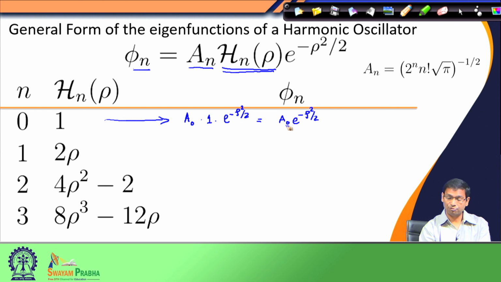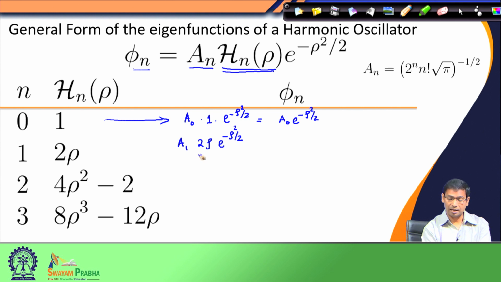Now, when I want to write down phi 1, that means the second eigenfunction of the harmonic oscillator, I will take n equals 1 in this equation. When I do that, I have a 1, which is the normalization constant. Now, the Hermite polynomial of first order, which is 2 rho, and then e to the power minus rho square by 2.